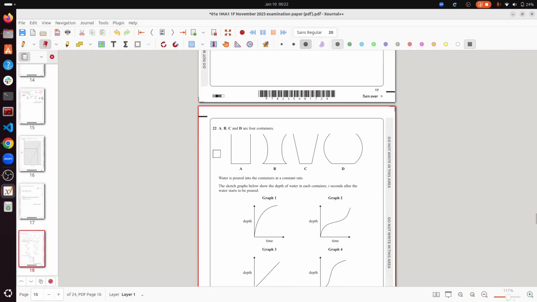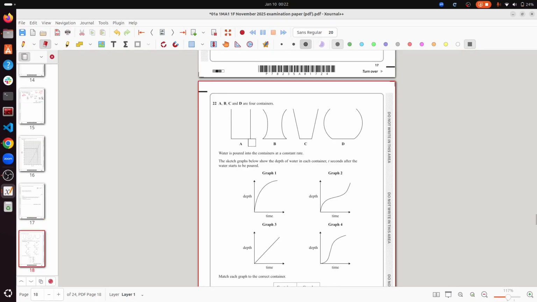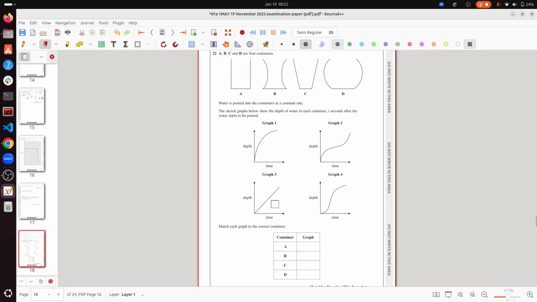For this one, we have four containers, A, B, C, and D, and we need to match how these containers will be filled based on the graphs. For the first one, the level is going to be constant when we pour water into it. It's going to be steady, so that means it's going to be a straight line graph. For that one, I am going to put A, that's going to be 3.